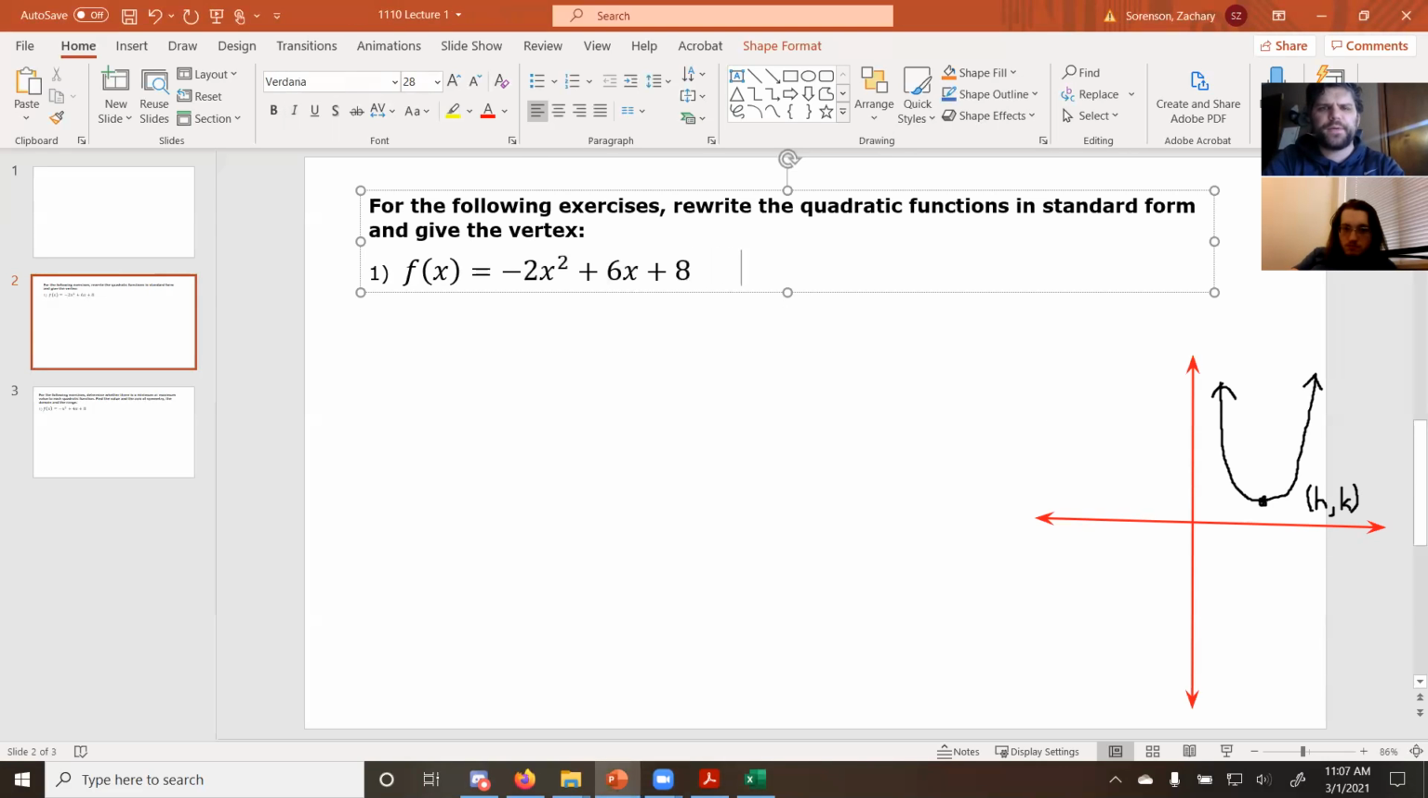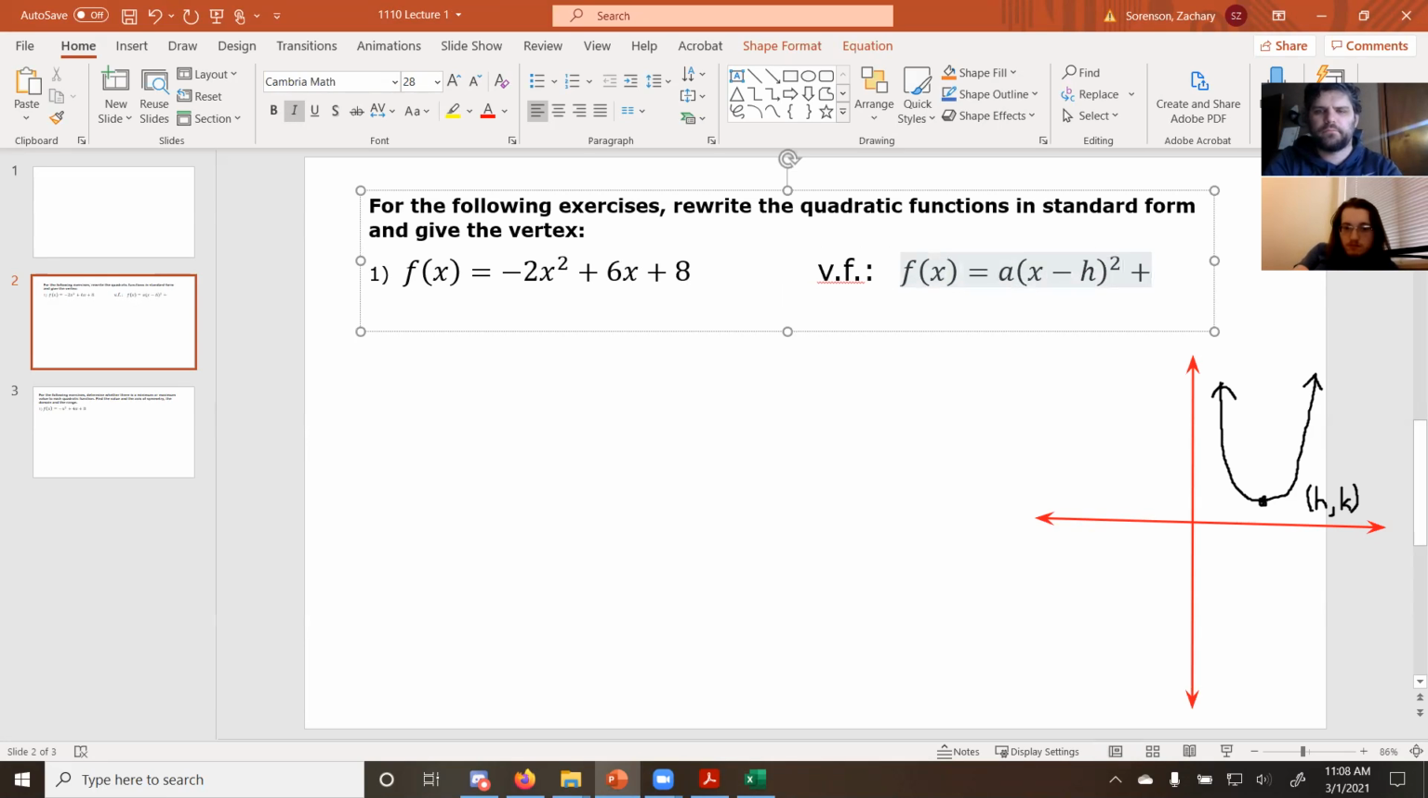Okay. Does anyone know what vertex form is? Kind of the general form for that. F of x equals a times x minus h squared plus k. Perfect.